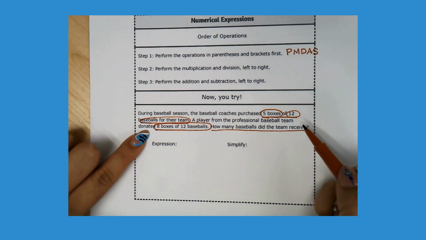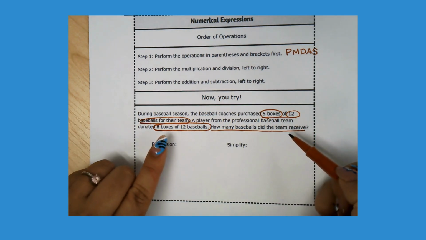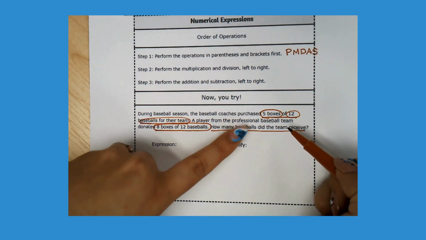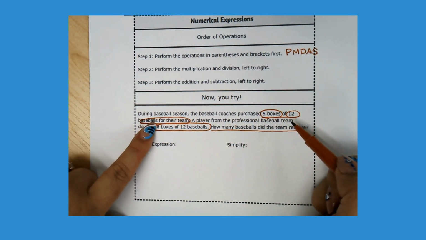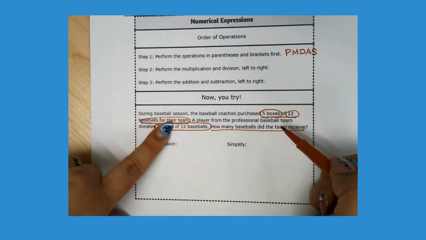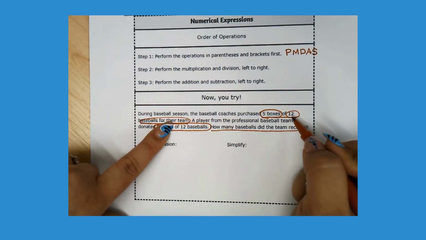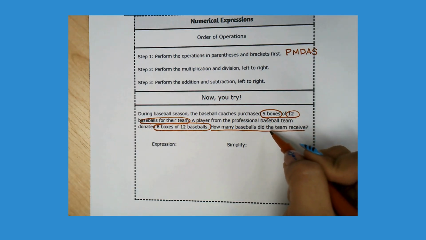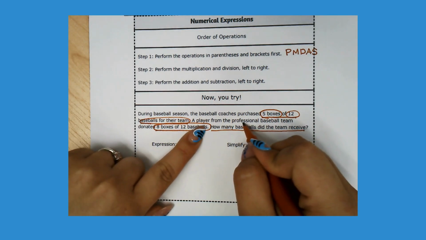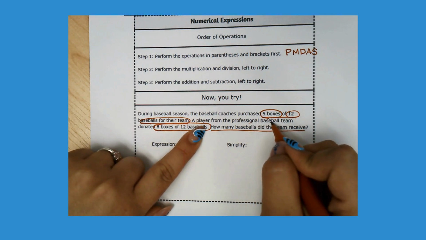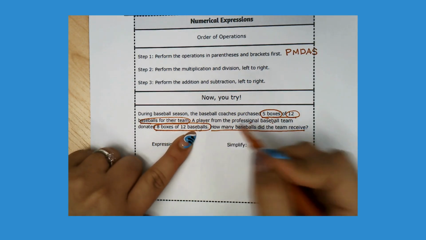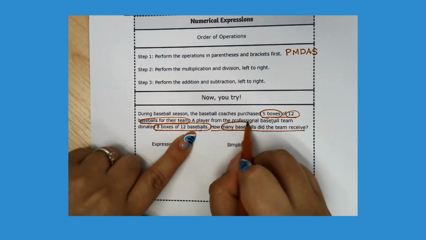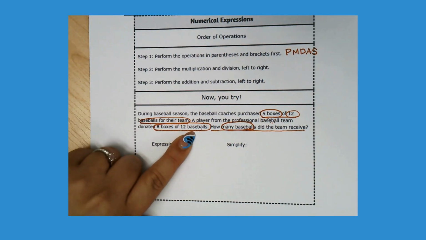Okay, now I need you guys to be very careful because for this one, they don't tell you "in each." They're telling you that there's 5 boxes of 12 baseballs in their team. So they do have 12 in the boxes, but they don't say "in each," so you have to be careful. Same thing here. You have a baseball player who donated 8 boxes of 12 baseballs in the boxes. Now they're asking me how many baseballs did the team receive.